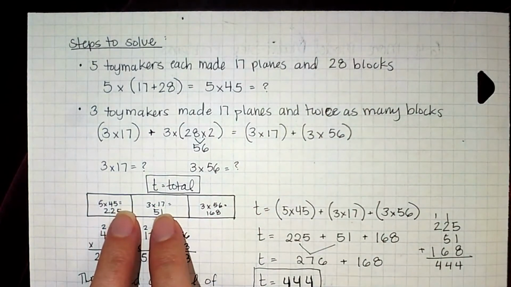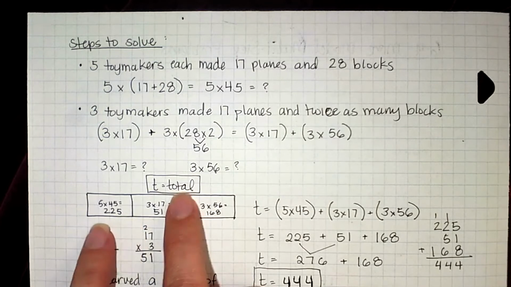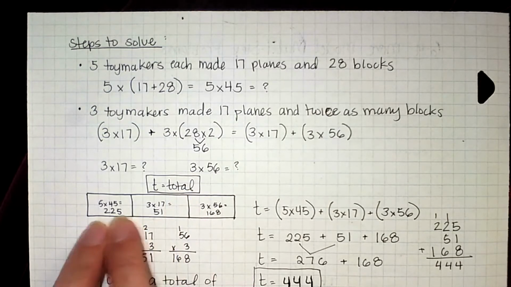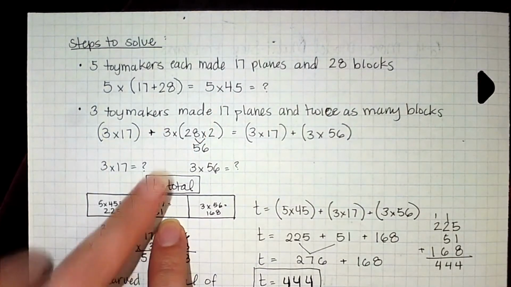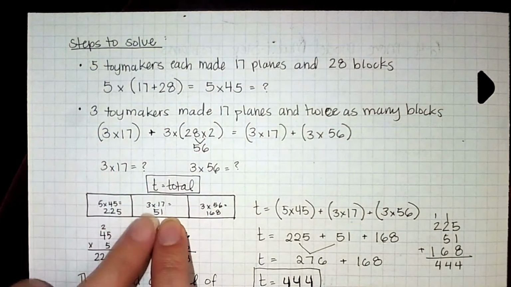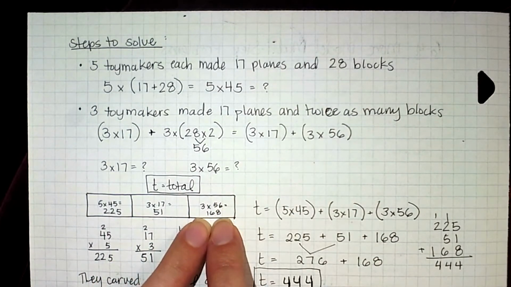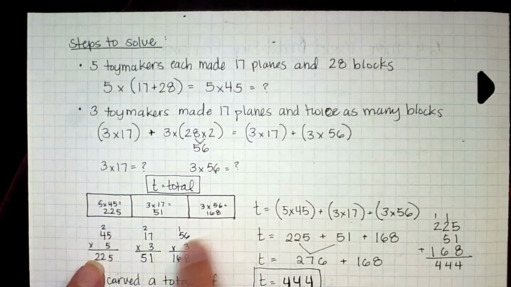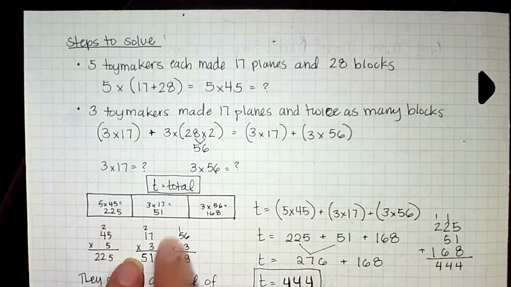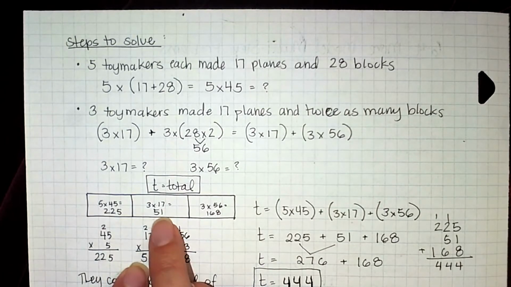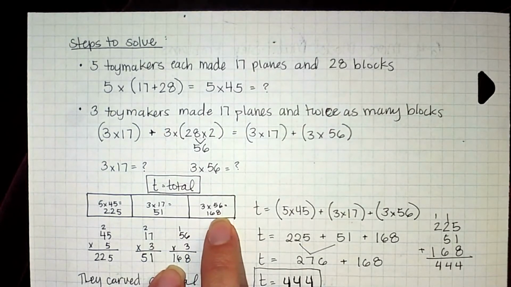So now I'm going to draw my bar diagram. I'm going to use T as my total, the total number of toys. So the total number of toys is 5 times 45, which is how much the 5 toy makers made, plus the 3 times the 17 for the planes that the 3 toy makers made, plus the 3 times the 56 for the blocks that the 3 toy makers made. So 45 times 5 gave me 225, I wrote that in there. 17 times 3 gave me 51, I wrote that in there. And 56 times 3 gave me 168, so I wrote that in there.